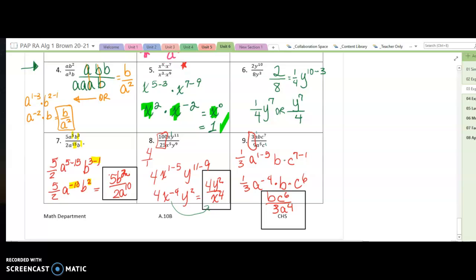Same thing here. I have x to the 5th. I have 1 x here, so I have 4 more here than I do on the top. So I have 4 more on the bottom than I do on the top. I have 2 more y's on the top than I do on the bottom. See where I'm going with that? That's just how I look at it.